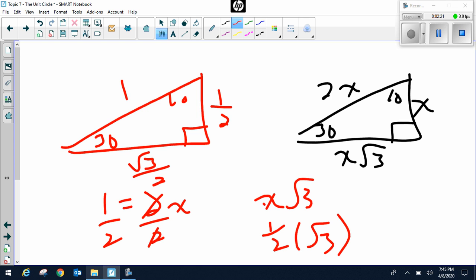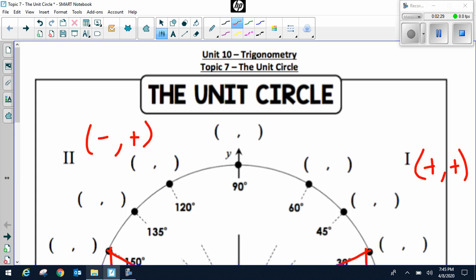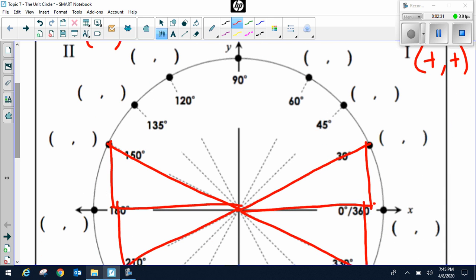Okay, the base of the triangle is always your x value. The height of the triangle is always your y value. So if we go back to our unit circle, the base of this triangle was 1/2. The height was square root of 3 over 2.